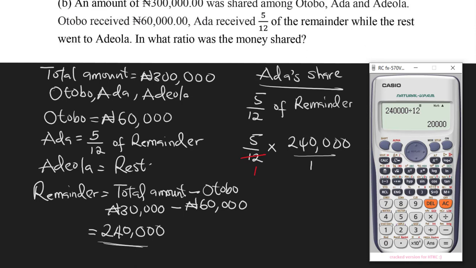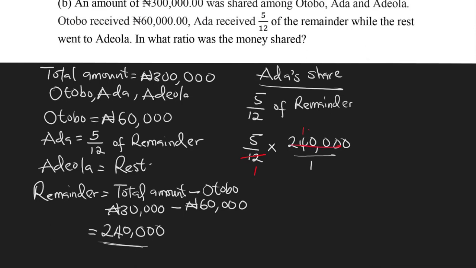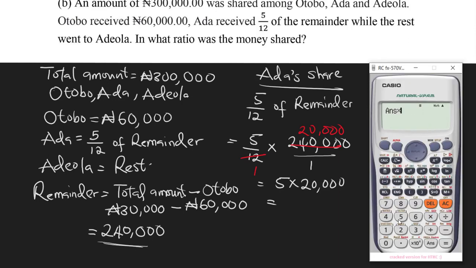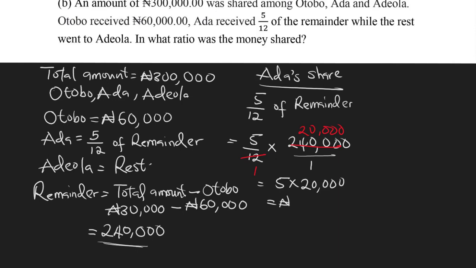It's actually 20,000. So 12 here is 20,000. That's not the end. Why? Because we have 5 times 20,000, right? Which is equal to 5 times 20,000. So Ada's share now will be what? 20,000 times 5 is 100,000. So Ada's share is actually 100,000 naira. This is Ada's share.